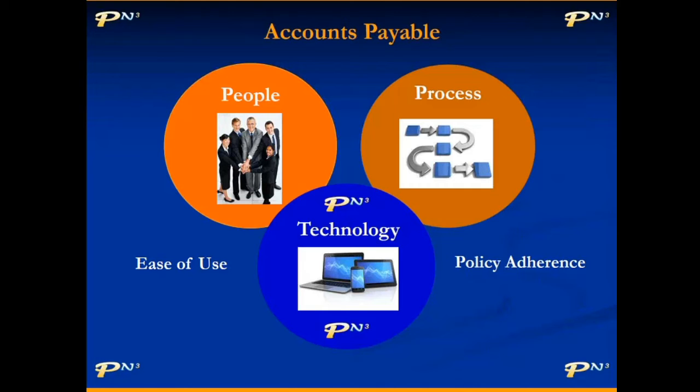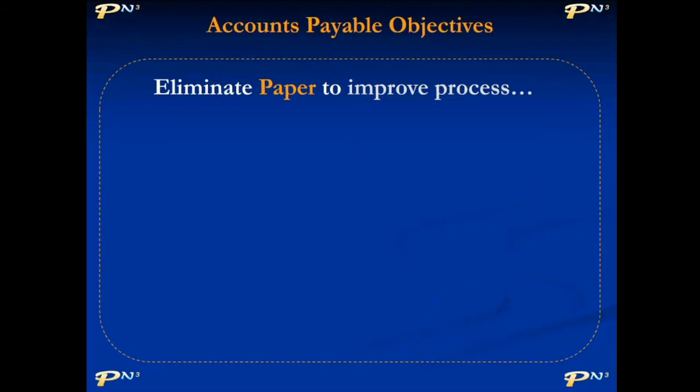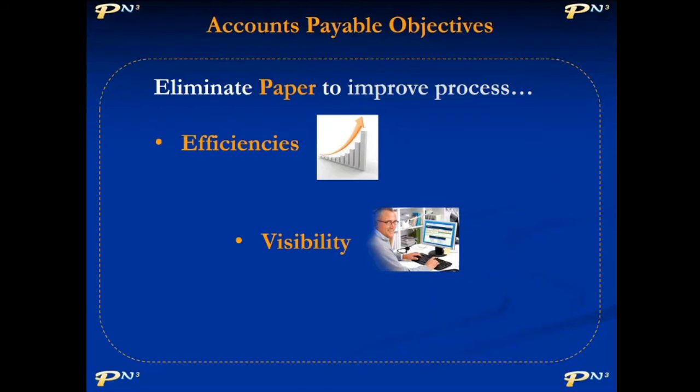And the last critical component is that it needs to be able to seamlessly integrate with Dynamics GP, because without that seamless integration, there's going to be a lot of duplication of effort, which impacts the efficiencies that you're looking for. So a lot of our clients have said, we want to eliminate paper to improve three things: process efficiencies, process visibility, and internal controls.